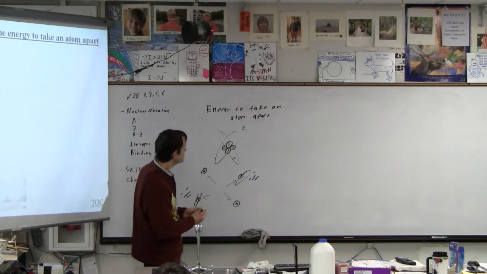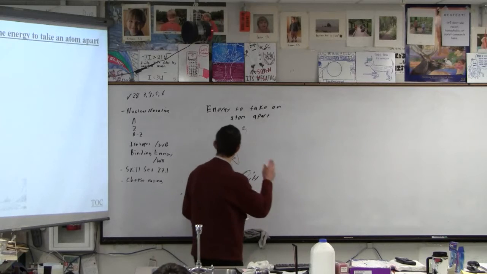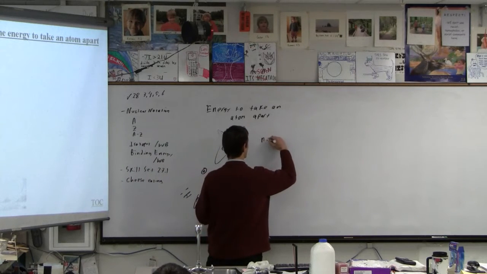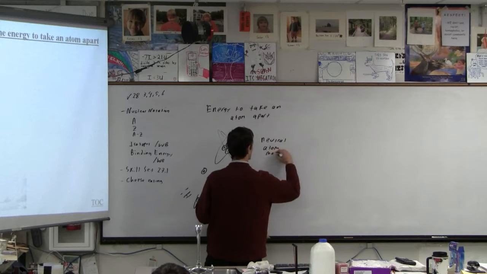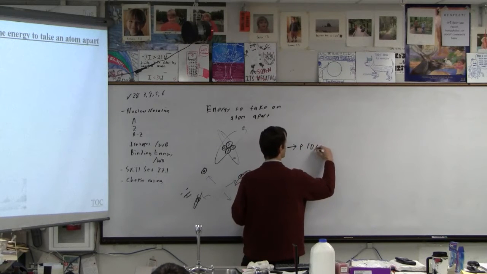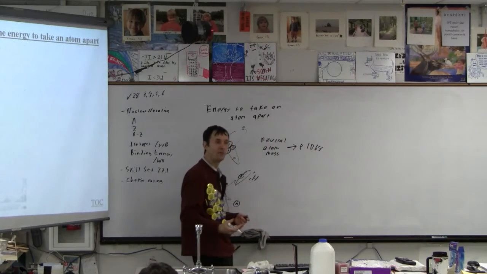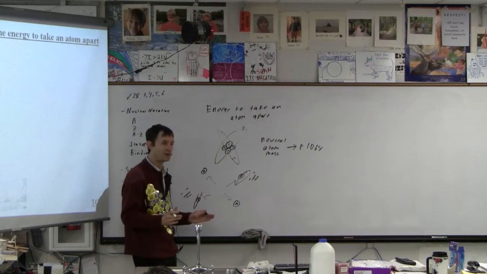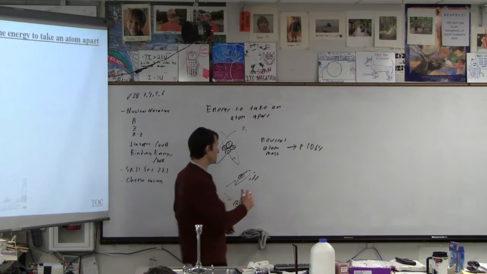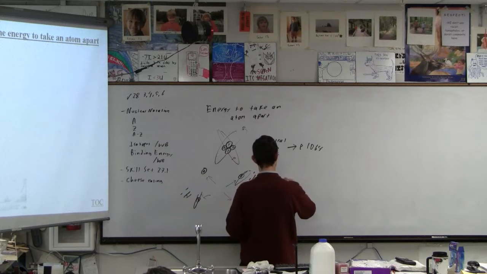Now, to do this, what we're going to do is compare the mass of this atom here, the neutral atom mass, which you're going to look up in your table. I think it's on page 1064, or I'll show you how to find it on the web. You look that up in the back of the book, and then this is going to be the taken apart mass.